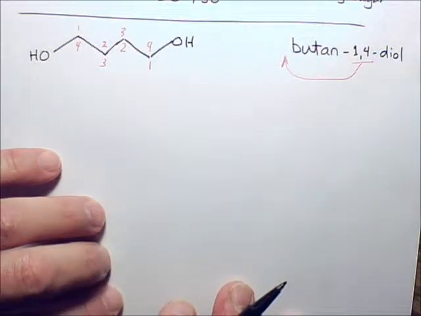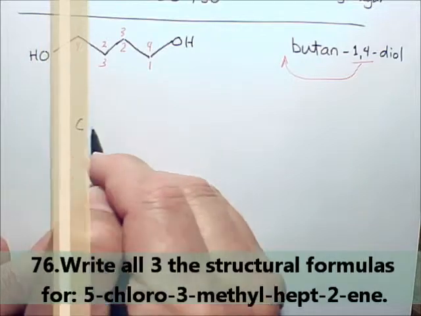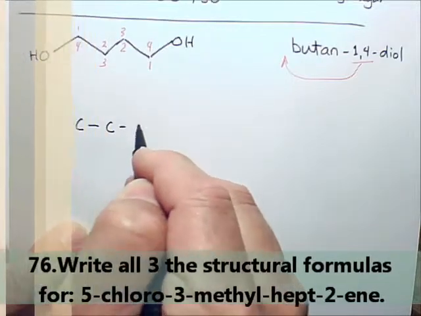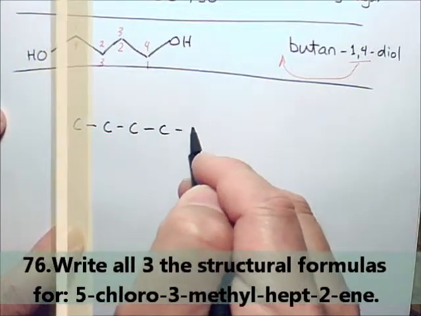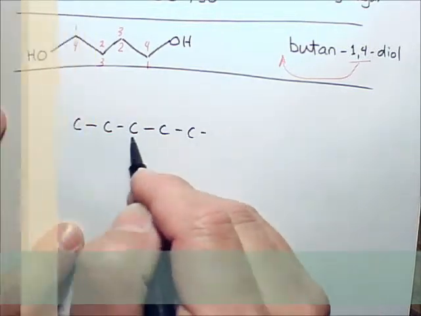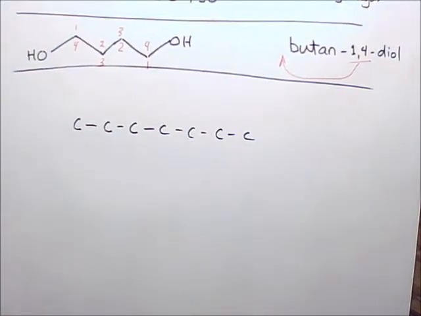Okay, do you want to start with the complete? Let's start with the complete. 7 carbons. 1, 2, 3, 4, 5, 1, 2, 3, 4, 5, 6, 7 carbons. Okay, so this name is 5-chloro-3-methyl-hept-2-ene. Okay? Alright.